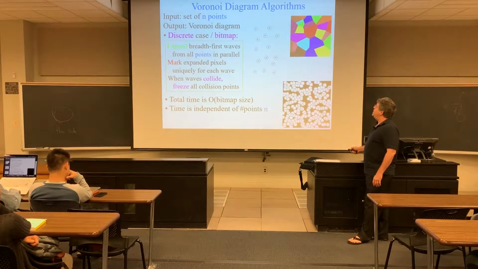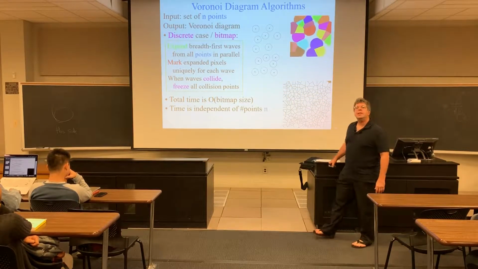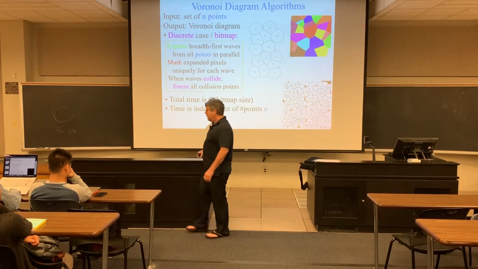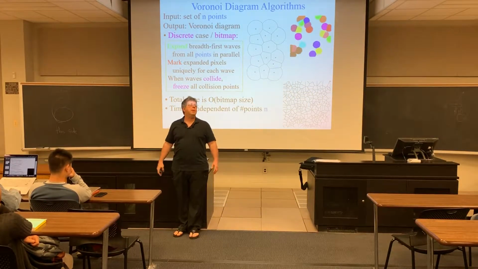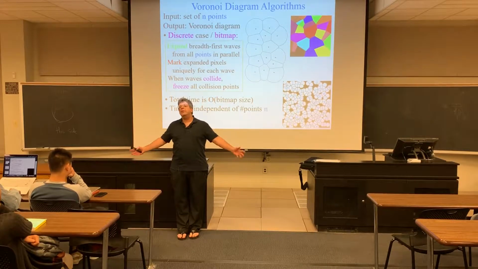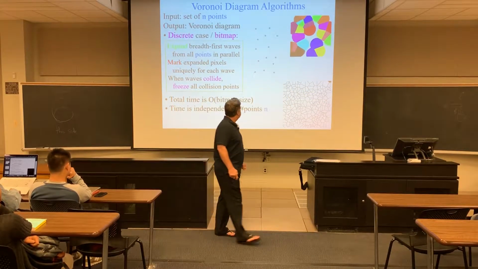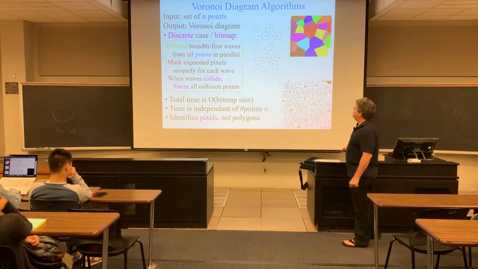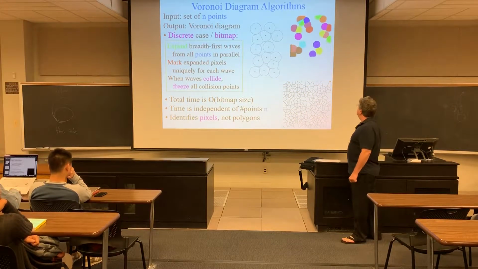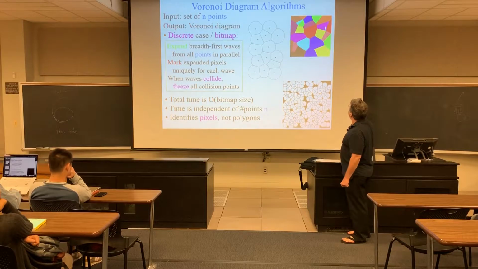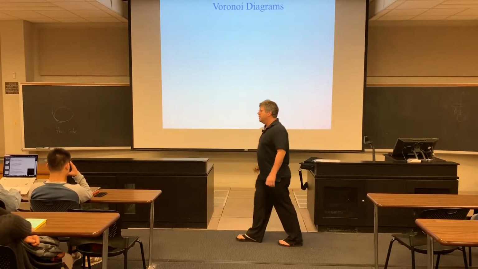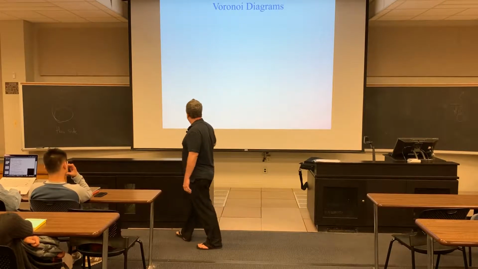On the bright side, it's independent of the number of points. So it doesn't matter how many points you have marked originally in the bitmap, the time will still be proportional to the size of the bitmap, independent of the number of points. The other issue is it identifies the pixels, not actual polygons. So this identifies which pixels are in each region, not the actual polygons. So it's a bit of a special case, this kind of approach.